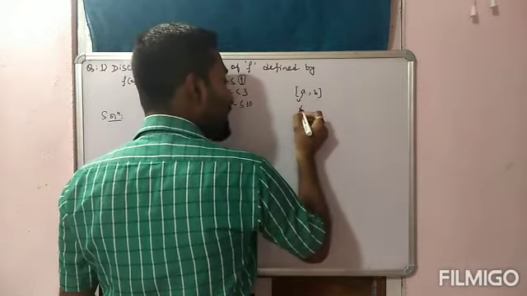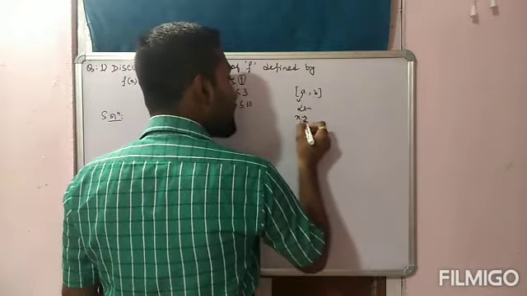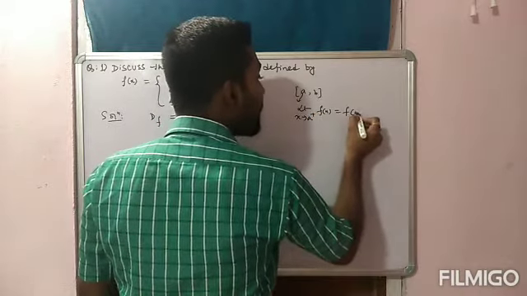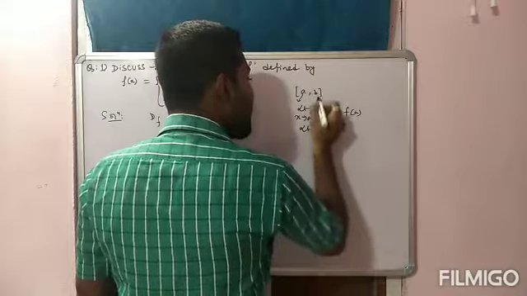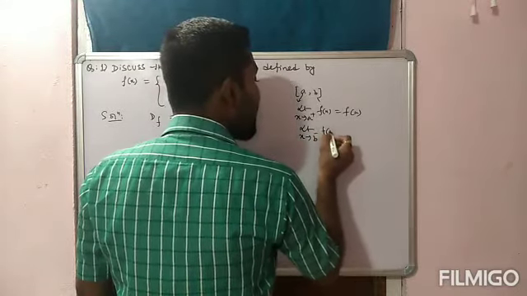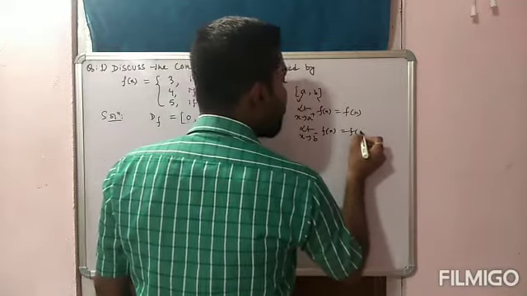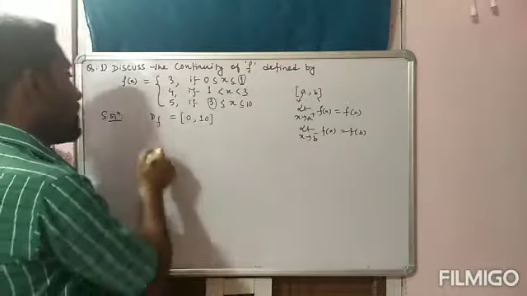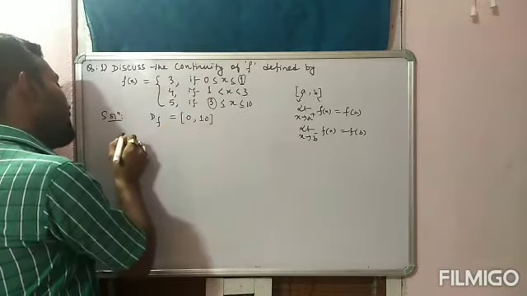A के लिए क्या था कंडीशन? If limit x tends to a plus f of x is equal to f of a, and for b limit x tends to b minus f of x is equal to f of b. ये था definition. So now I will check first the two end points. That means 0 and 10.